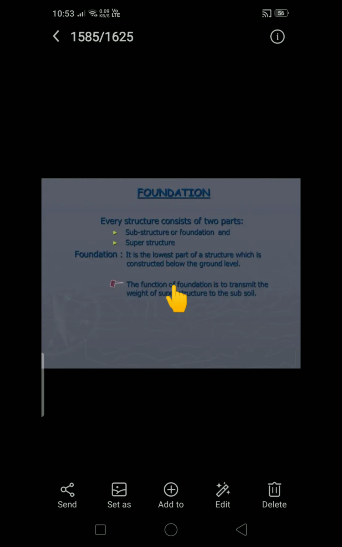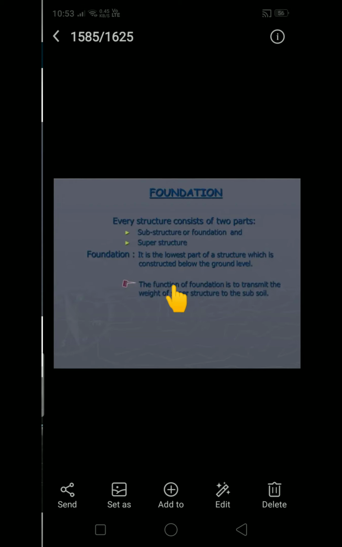I think you have seen this while constructing any structure, like a building or a compound wall. First we excavate the earthwork to the required depth, and in the excavated area we place the concrete, that is PCC. After that we construct the foundation, or the structure, and that constructed structure we call a foundation.